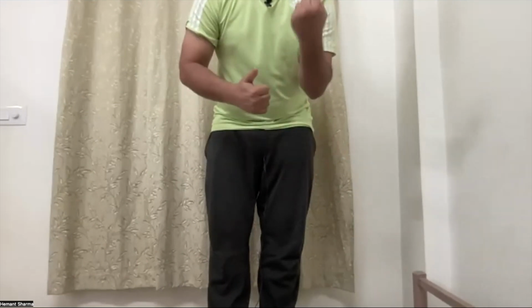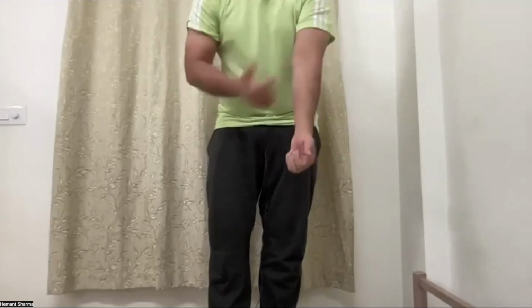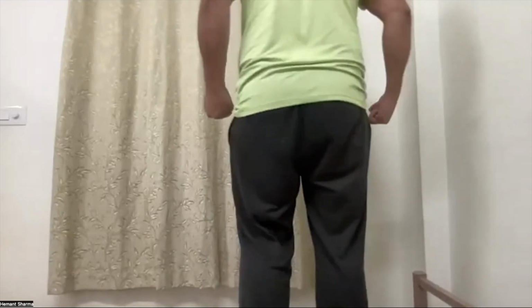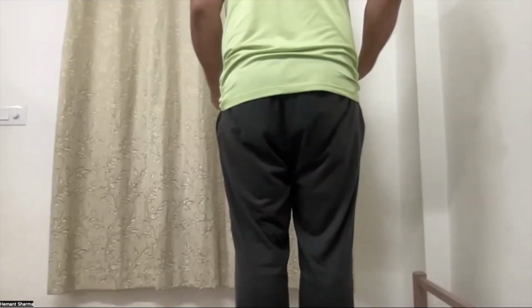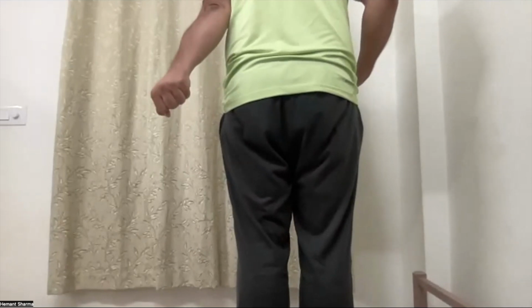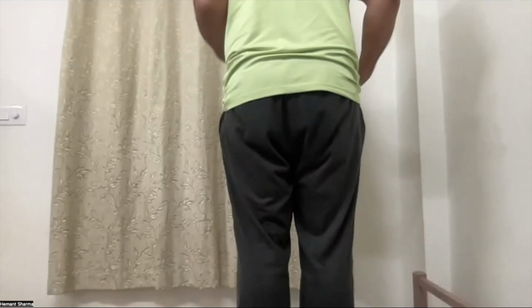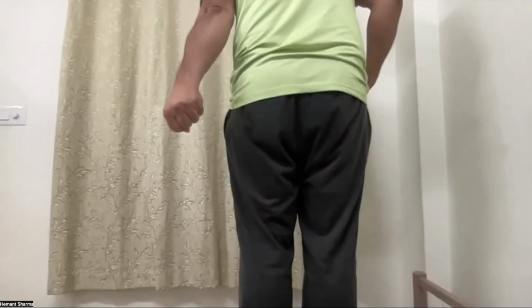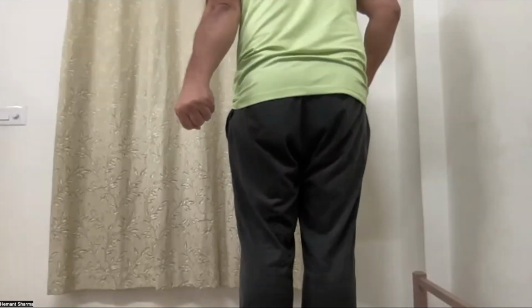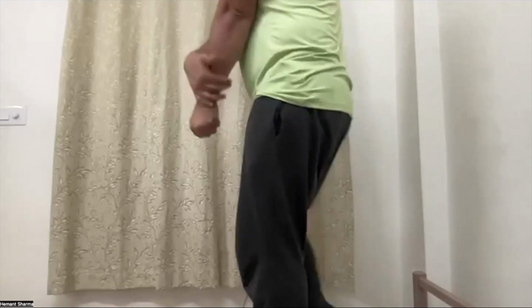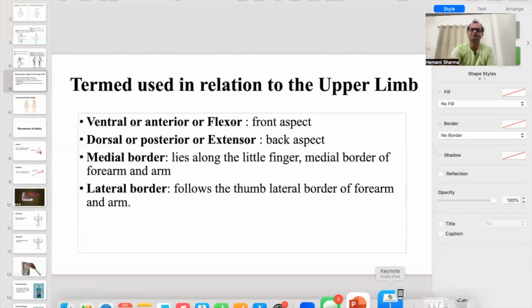So we said that this is flexion and this is the ventral side. Then if you look at me from the back side, I am doing extension. I am bringing my elbow back, I am doing extension. So this is called dorsal side or the extension side, right? So in this way, we have to see these terms.